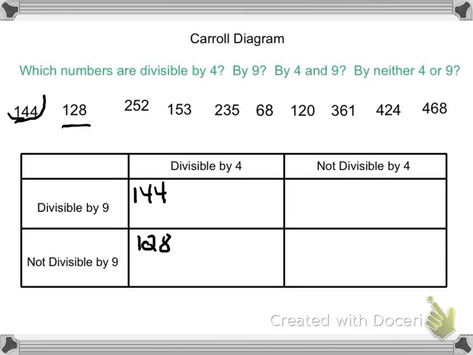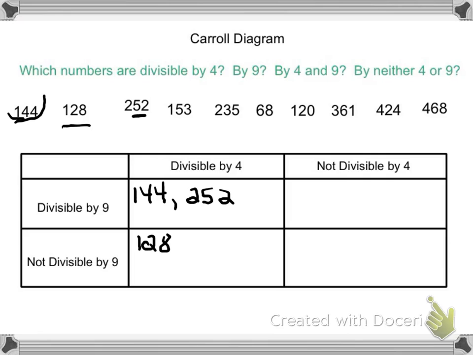If we look at 252, 52, the last two digits, are divisible by 4, and 5 plus 2 is 7, plus 2 more is 9, and that's divisible by 9, so that has to go in the square that is divisible by 4 and by 9.